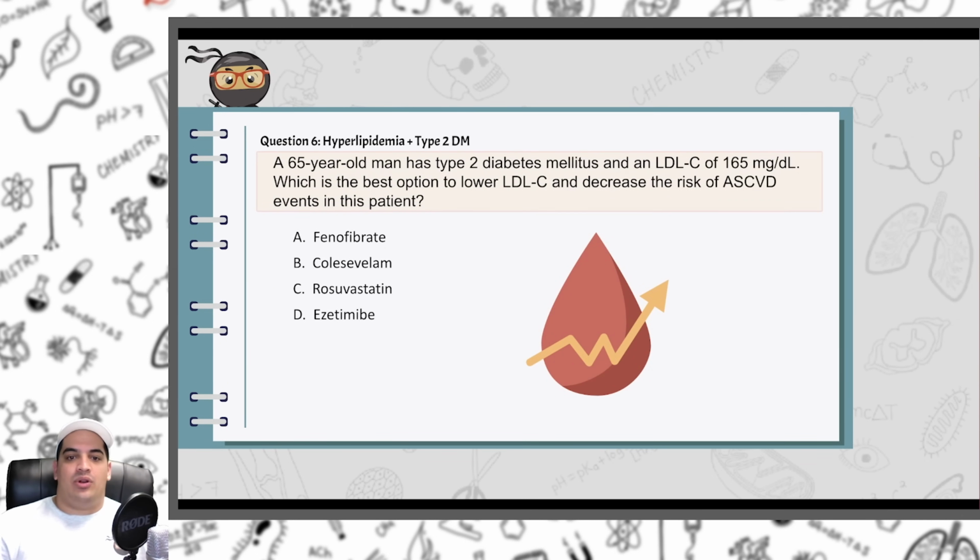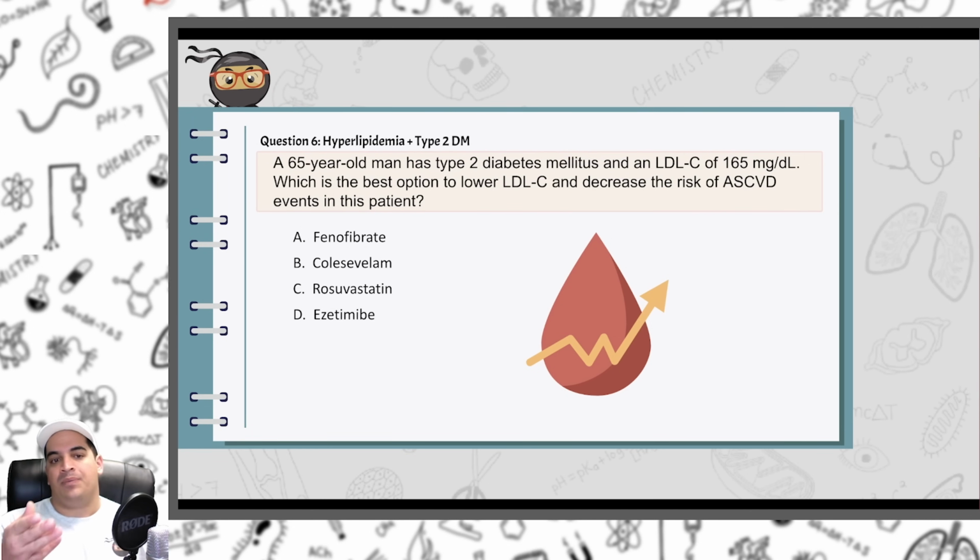A 65-year-old man has type 2 diabetes and an LDL of 165. Which of the following is the best option to lower LDL and decrease the risk of atherosclerotic cardiovascular disease events in this patient population? So for this patient, what's the first-line drug to decrease atherosclerotic cardiovascular disease? It's statins. They didn't mention what category, or which ones are high intensity, moderate intensity, all of those things.